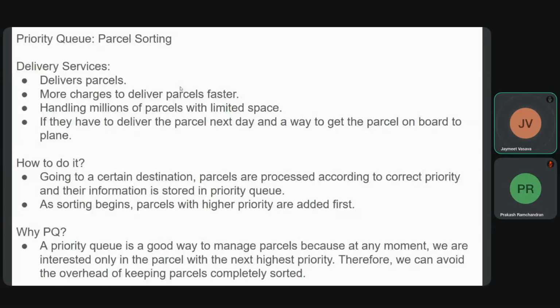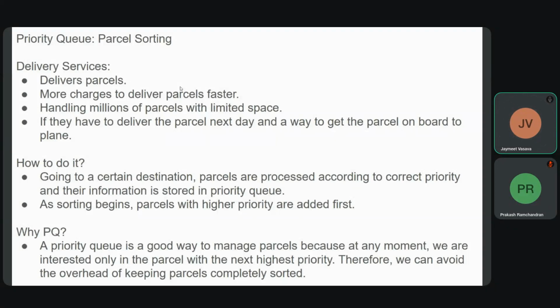So let's say they have to deliver the parcel next day, and there is a plane that is going to a certain destination. Without any mistake, they have to keep the parcel on the plane to get it delivered to its designated destination. So how do they implement it?